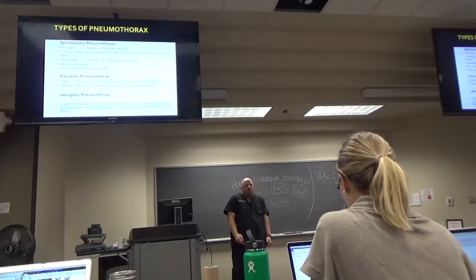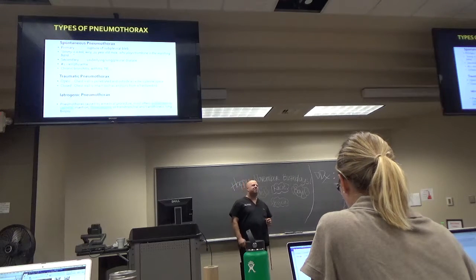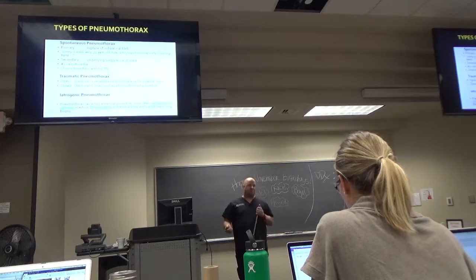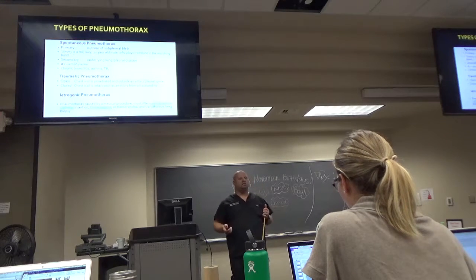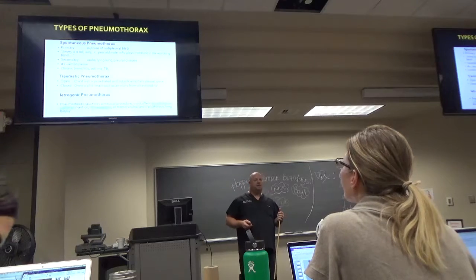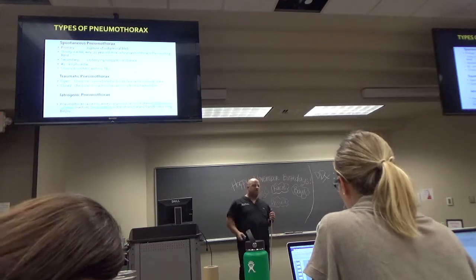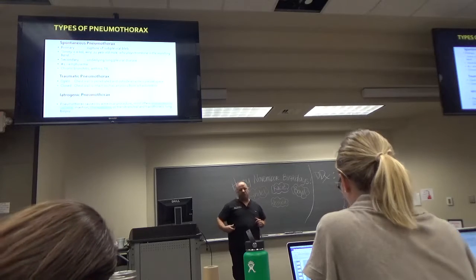Tall, skinny kind of people. Those people a lot of times get spontaneous pneumothoraces. When you talk about a pneumothorax, you can classify those: are they open or closed, okay? An open, you get obviously with penetrating trauma. Closed is you have a puncture in the pleura from a rib fracture, okay?